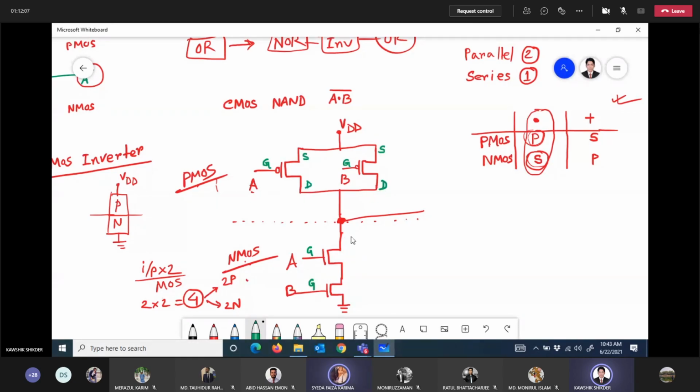Now this one, what do you know? This is the common drain terminal. So obviously this one is drain and this one is source. Again, the source of NMOS should be connected to ground. So this is source and this one is drain. Clear?